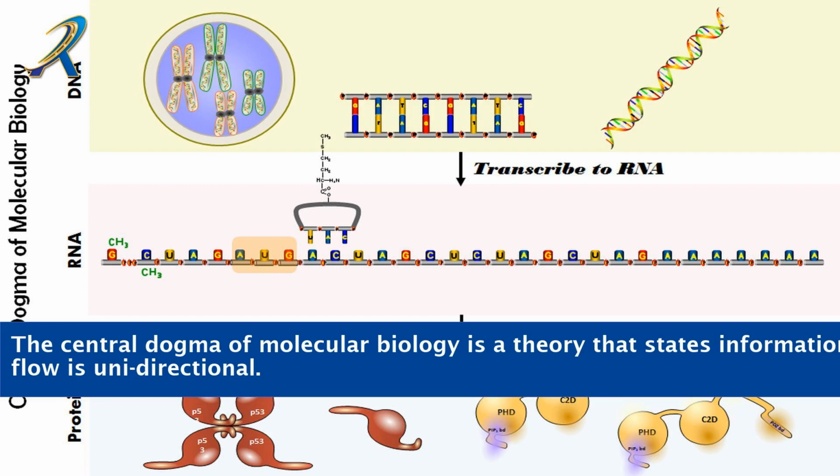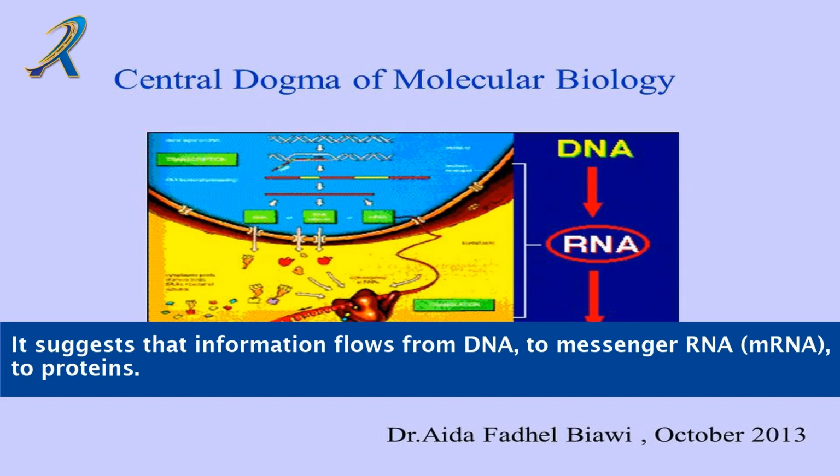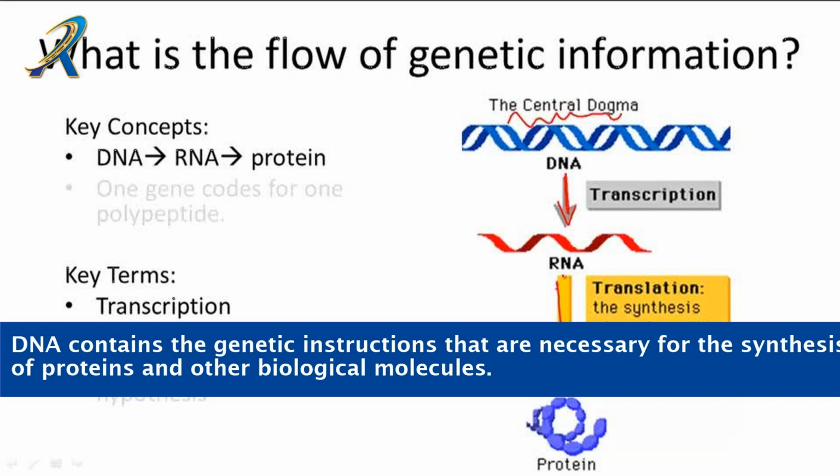The central dogma of molecular biology is a theory that states information flow is unidirectional. It suggests that information flows from DNA, to messenger RNA, mRNA, to proteins. DNA contains the genetic instructions that are necessary for the synthesis of proteins and other biological molecules.